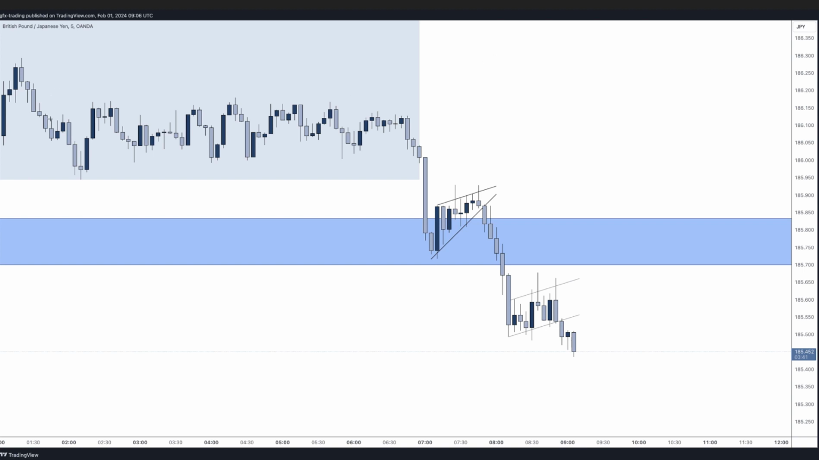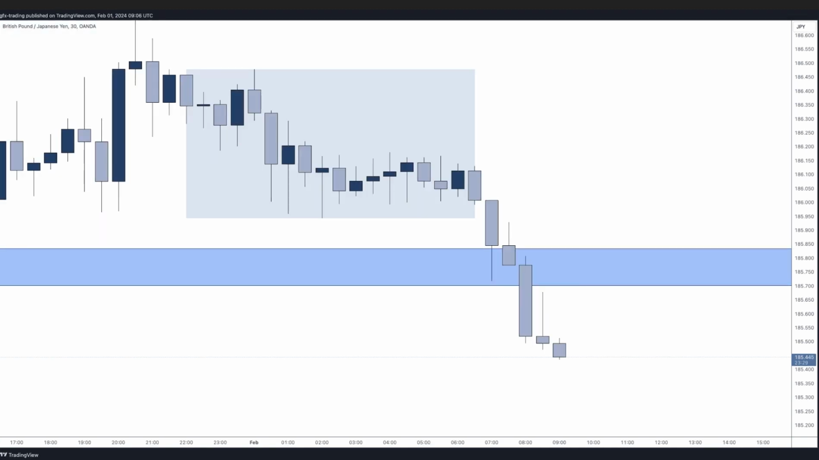So we've got accumulation, okay? Frankfurt opens, pushes price down, accumulates. London opens, price moves down again, accumulates, and then again we're looking for that bearish move because this 4-hour zone is now broken.